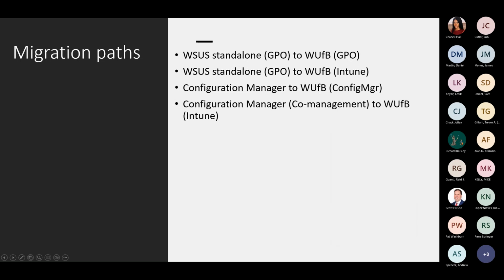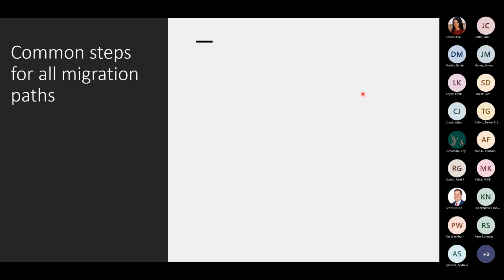And you can see with each of these migration paths, again, we are just using the same tools that we discussed in the last slide, which is GPO or Intune or Configuration Manager. And let's talk about each one of them in detail. And there are a few things that you'll have to do irrespective of which method you're going to use for migrating to Windows Update for Business.